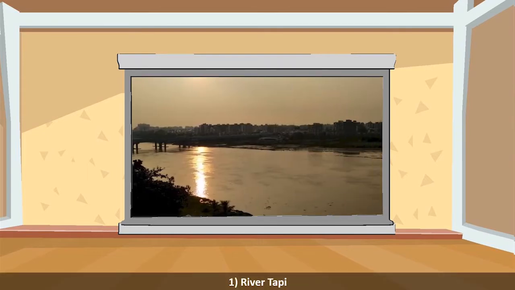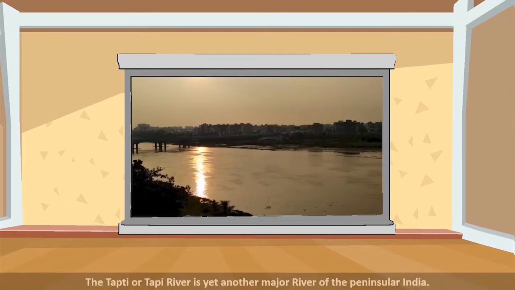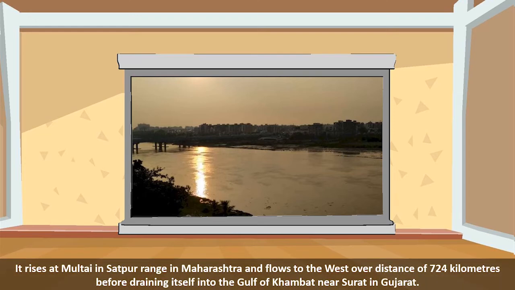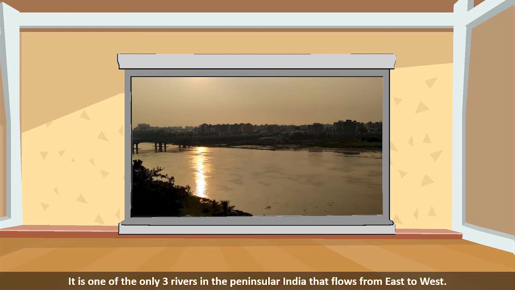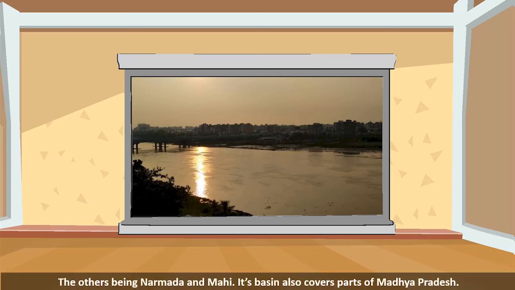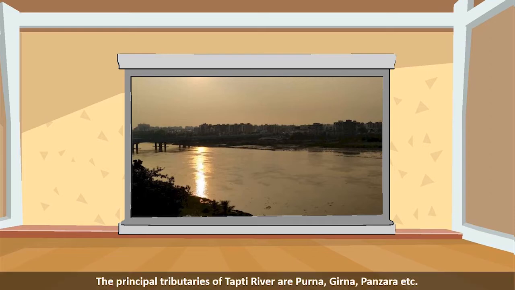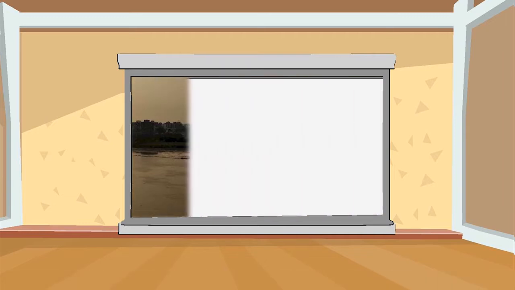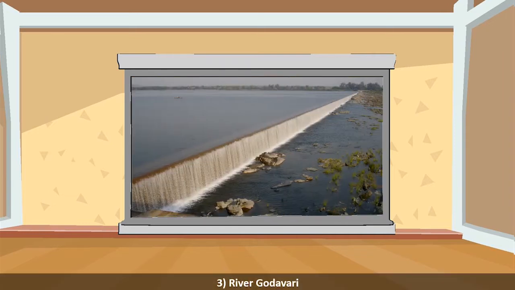The Tapi River or the Tapti River is a significant river of peninsular India. It originates at Multai in the Dudhsagar region of Maharashtra. It is a westerly flowing river. It drains itself into the Gulf of Khambhat near Surat in Gujarat. This river is one of the 3 rivers that flow from east to west in the peninsular India category. River Tapi also covers some parts of Madhya Pradesh. Purna, Girna and Panzara are the principal tributaries of the Tapi River.